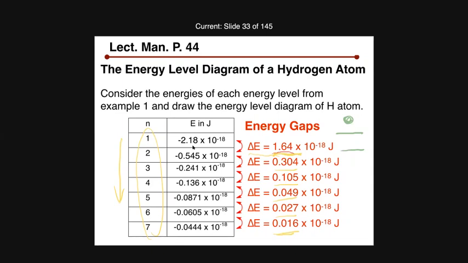Because it's the largest difference. Between 2 and 3, it would be a little bit smaller, right? Between 3 and 4 would be smaller. 4 and 5 would be even smaller, and so on, right? That's what this refers to, right? The energy gap is the difference between each of those energy levels.